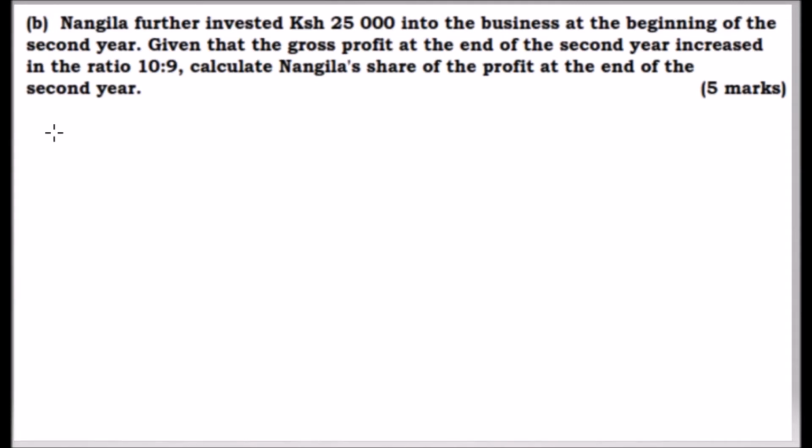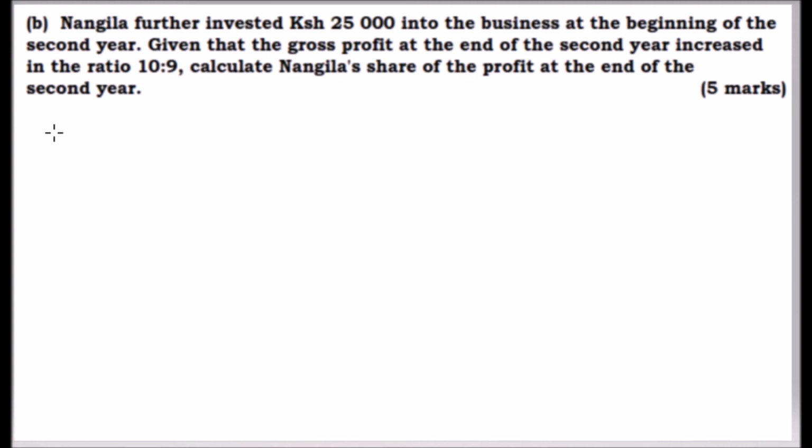Part B of this question, we are told Nagira invested 25,000 Kenyan shillings into the business at the beginning of the second year. Given that the gross profit at the end of the second year increased in the ratio 10:9, calculate Nagira's share of the profit at the end of the second year.